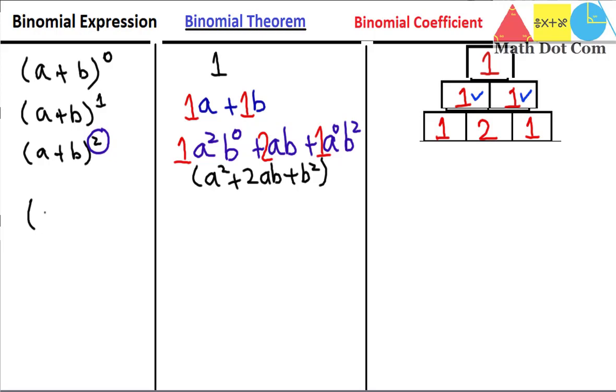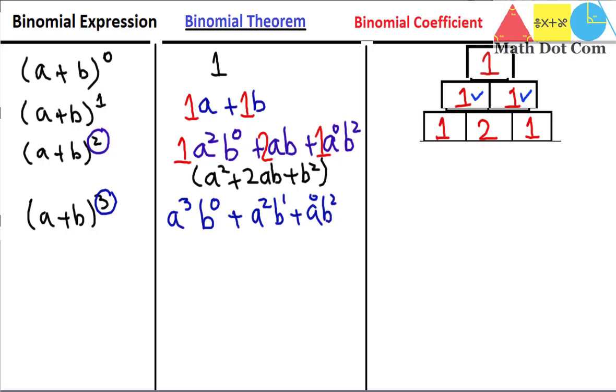Now we will move towards the next, where we have (a plus b) power cube. Here again we have to apply the same method. First we take the first term, that is a. The power of the first term will be 3. The power of the second term will be 0. It will always start from 0. Keep this in mind. Plus, now reduce the power of a and increase the power of b. So a square b1 plus a b square, then a power 0 b cube. So this is how you can expand it by using the binomial theorem.